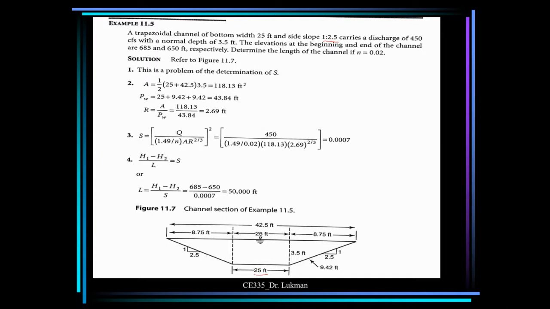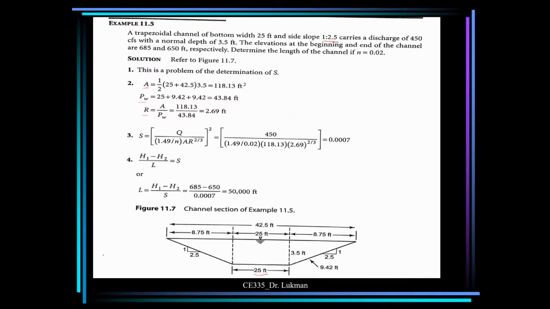The elevations at the beginning and end of the channel are 685 and 650 feet, respectively. Determine the length of the channel if n equals 0.02. So we want the length of the channel. So we need to do some geometry here. First of all, the cross-sectional area, because we need to determine A, the wetted perimeter, and R. We want to use the Manning formula.